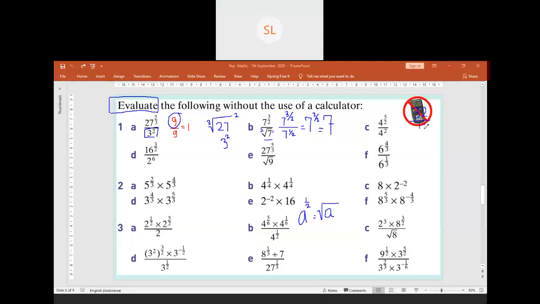Okay, good job. Is there anyone else having any question or confusion? Yes, the answer is 2. Is there anyone having any confusion? No? Okay. If you have no confusion, let us move to question D. For question D, we have 16 to the power of 3 per 2 divided by 2 to the power of 6. How many will it be?